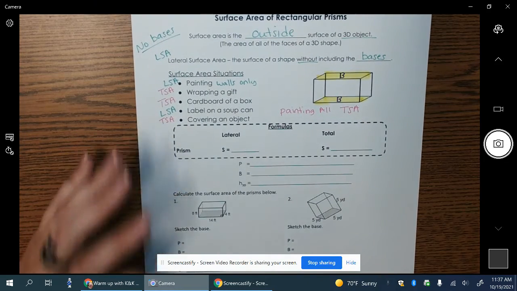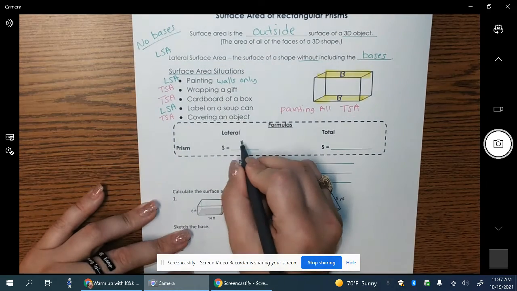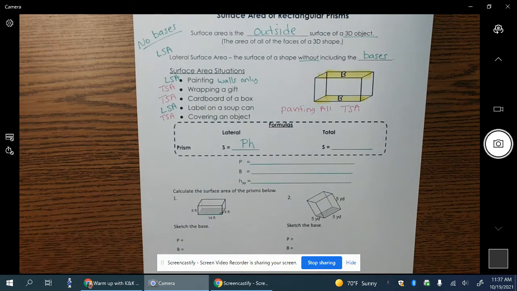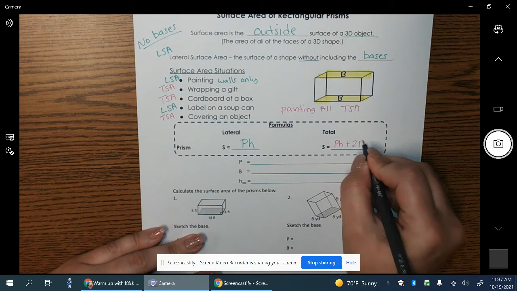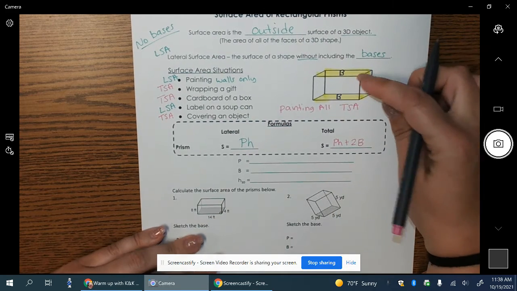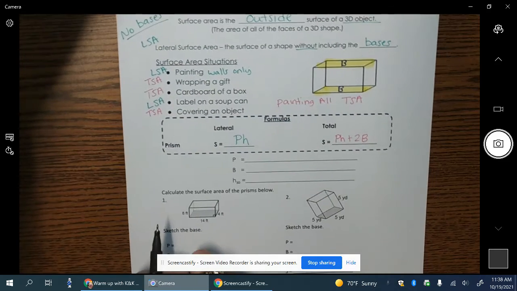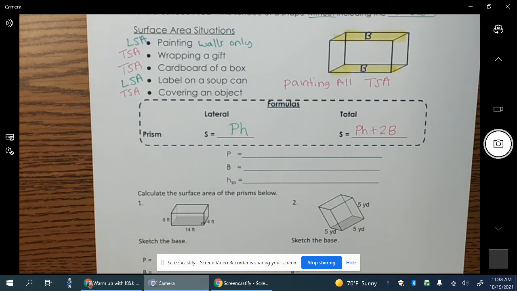So lateral is just PH. Total is PH plus 2B, and it's 2 because there are 2 bases. So you've got to know the formula.